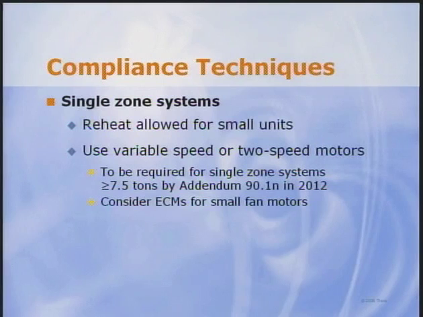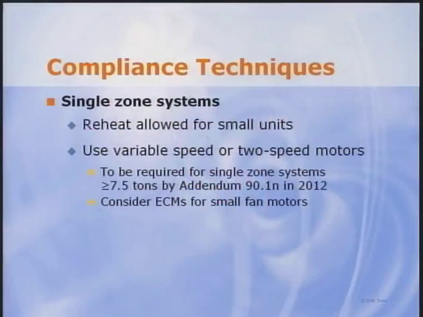For larger systems, variable volume should be considered using either variable speed or two-speed motors. This capability will be a requirement for systems 7.5 tons and larger in 2012. The intent of Addendum 90.1N was to reduce fan energy, but variable volume also improves humidity control. On the next slide, I will show how VAV single-zone systems can be controlled.